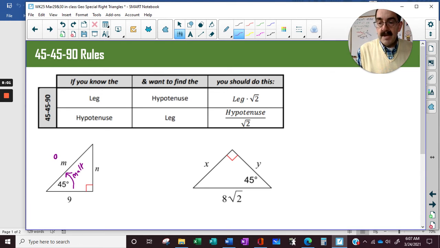So this is just going to be 9 times radical 2. And we leave it like that, because the square root of 2 is not a perfect number. It goes on and on and on forever, all right?